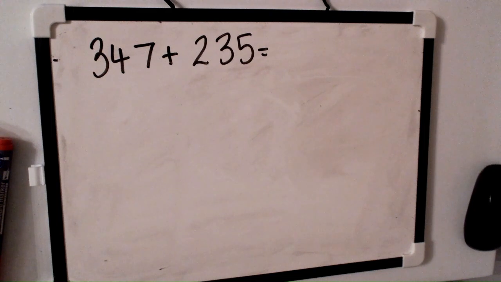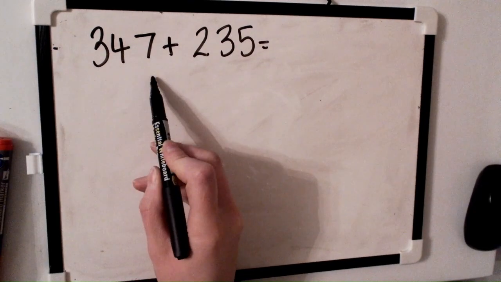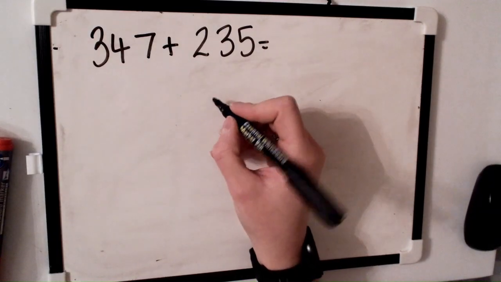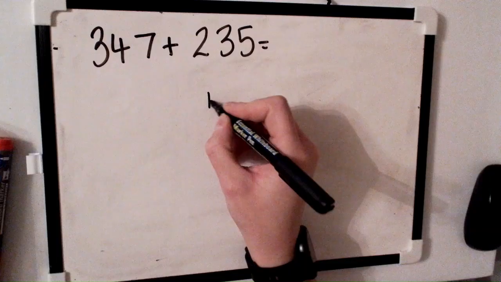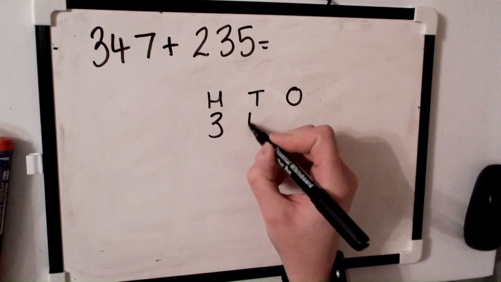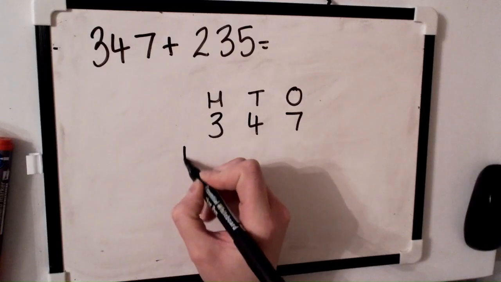So the abstract stage is just where we use numbers and symbols, usually written as column addition. So I'm still thinking about the hundreds, tens and ones, even though I can't see them on a place value chart anymore. And I'm going to set out the calculation.